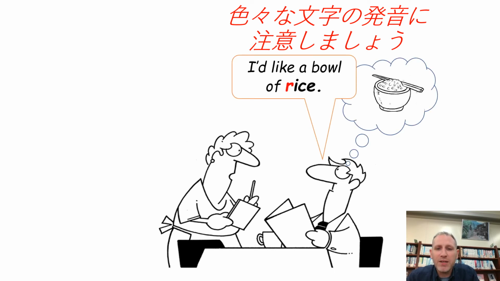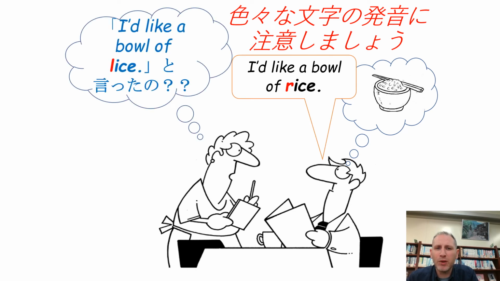Here we have a man, he's saying, I'd like a bowl of rice. So he's asking for rice, and the R sound is like a circle on your mouth, rice. But the lady here, she doesn't hear him very well, and so she thinks he said something different. She thinks he said, I'd like a bowl of lice.